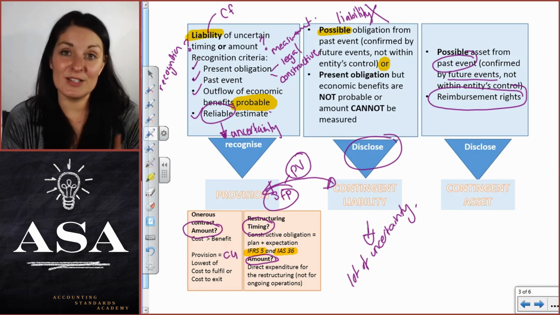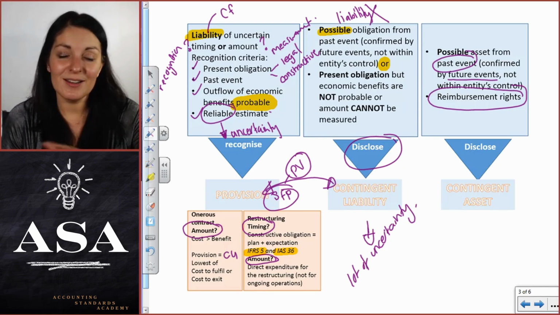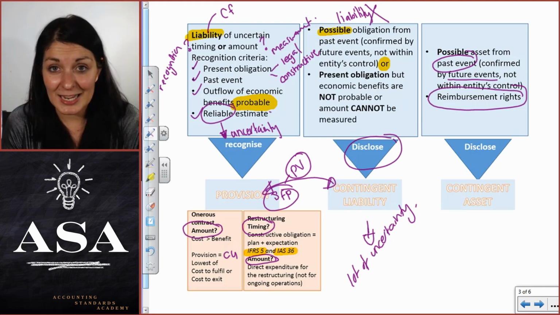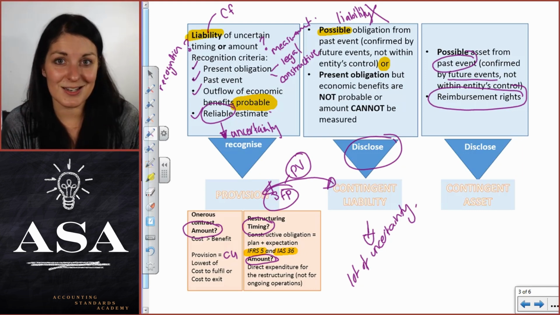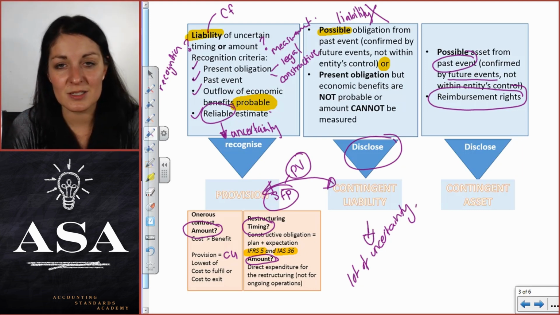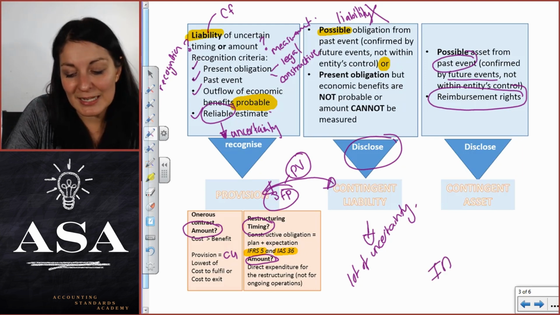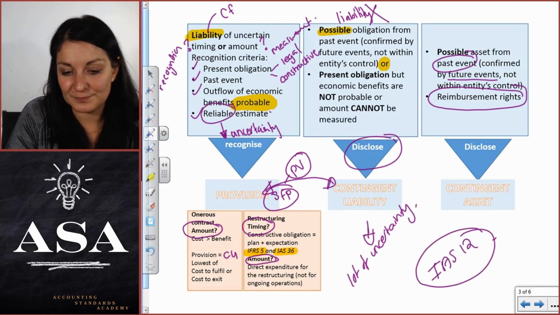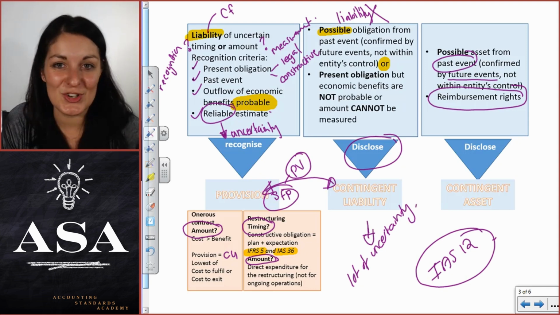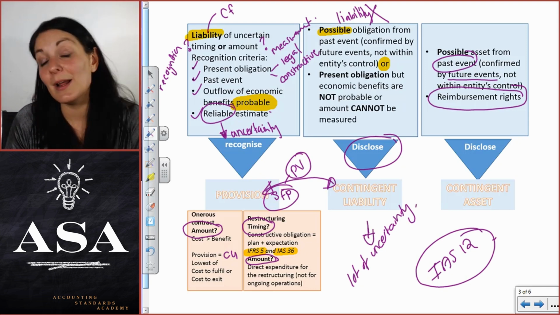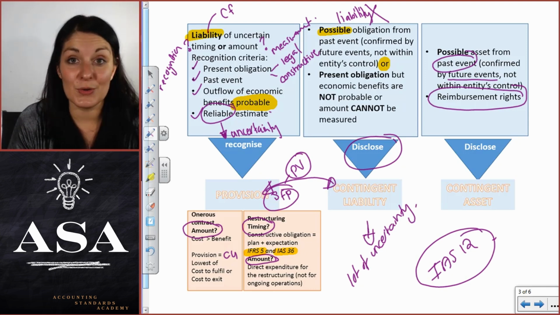Also remember that the provision side of this could have tax implications, so you need to consider the deferred tax consequences of your provisions. So don't forget about the implications of IAS 12. That summarizes IAS 37, and we're going to continue in our next sessions looking at it in more detail through examples.